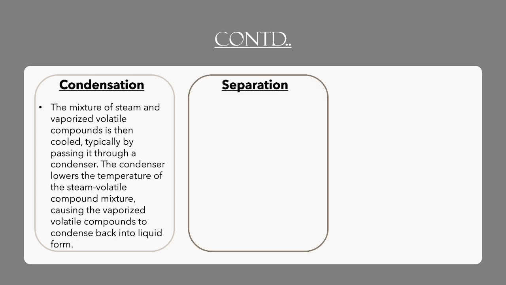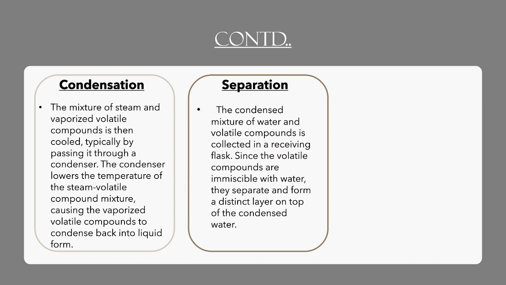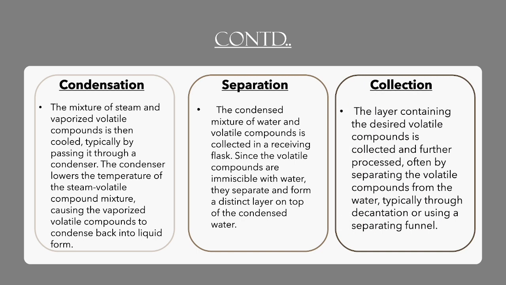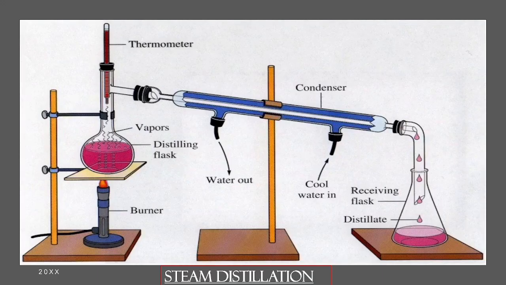Next step is separation. The mixture of water and essential oil is collected in a container. Since oil and water don't mix, the oil floats on top and can be easily separated. The next step is collection. After the separation process has been completed, the volatile components need to be collected and used for further processing.